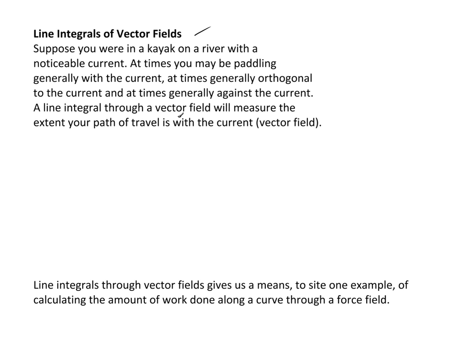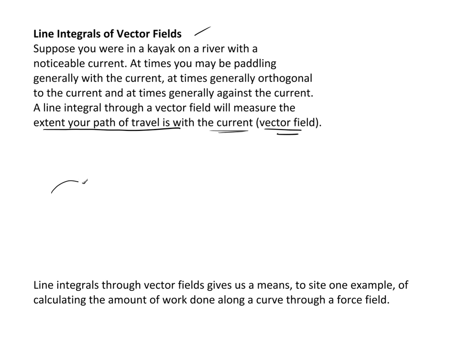At times you may be paddling generally with the current. At times you may be orthogonal to the current. At times you may be totally against the current. The idea behind a line integral through a vector field is that it measures the extent that your path of travel is with the current, or with the vector field.